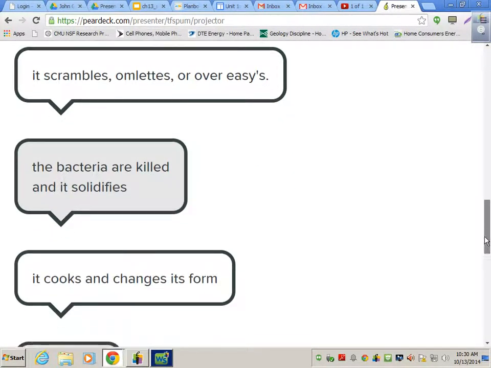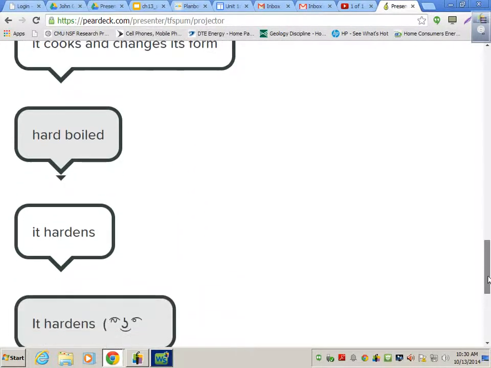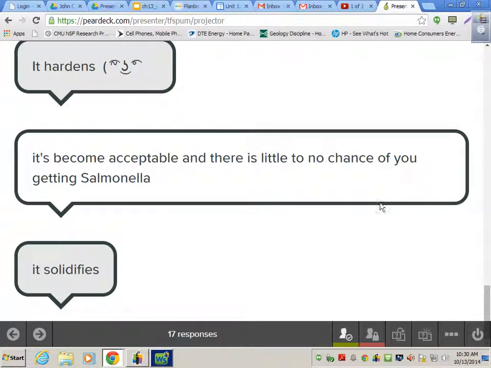All right, fills the pan, scrambles, omelets, over easy. Bacteria are killed and solidifies, cooks, change form, hard boil, hardens, becomes acceptable. There's a little chance you get salmonella. True. Now let's talk about why we cook things, period.